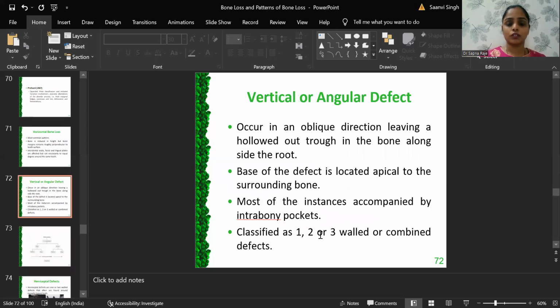Vertical or angular defects occur in an oblique direction, leaving a hollowed-out trough in the bone along the side of the tooth. The base of the defect is located apical to the surrounding bone. Most instances are accompanied by an intrabony defect. Then it is classified as 1, 2, or 3 wall or combined defects.